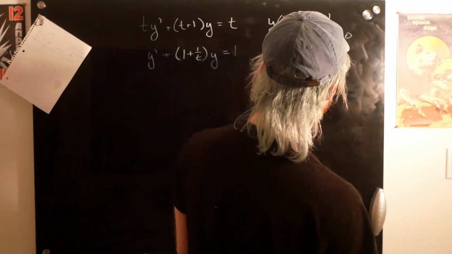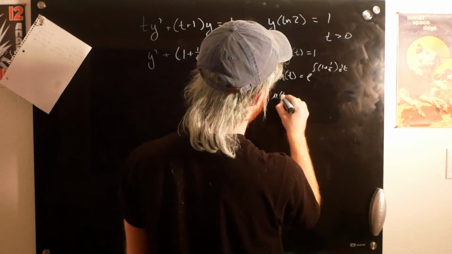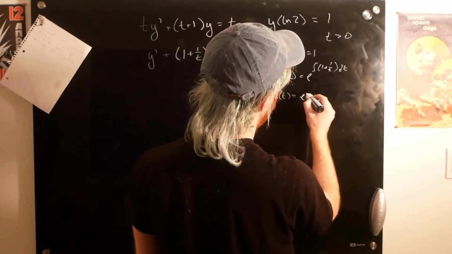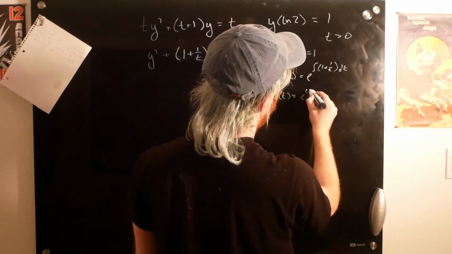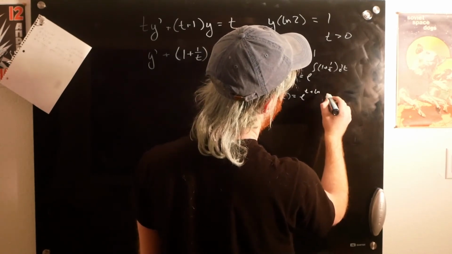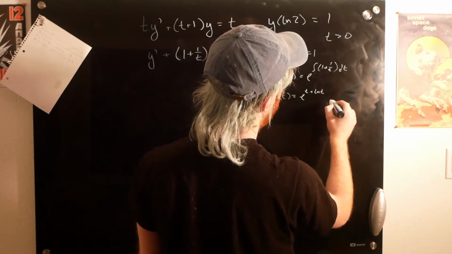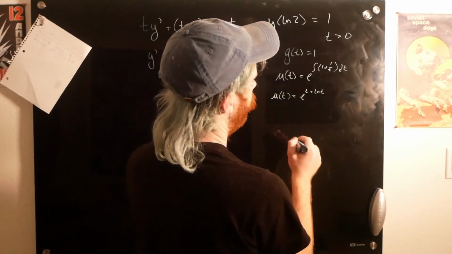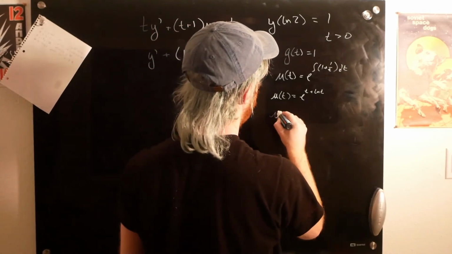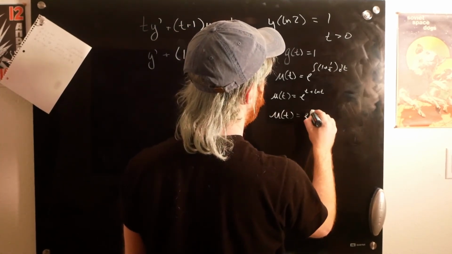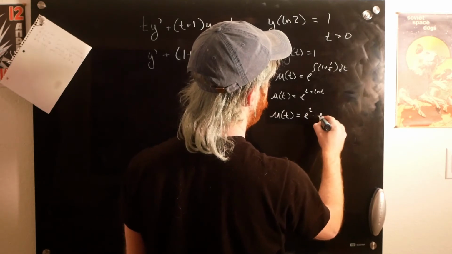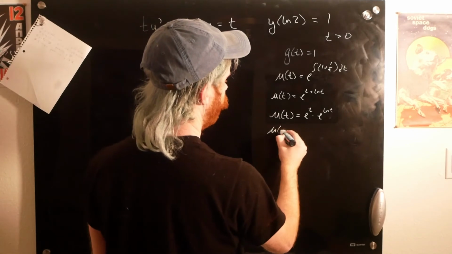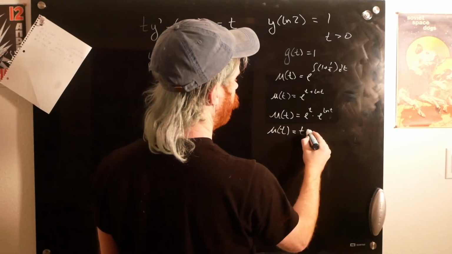Okay, so mu of t equals e to, well, the integral of this is t plus the natural log of t, right? So we know that when the exponents are added, it's the same thing as saying mu of t equals e to the t times e to the natural log of t, right? E to the natural log of t is just t. So mu of t equals t e to the t.